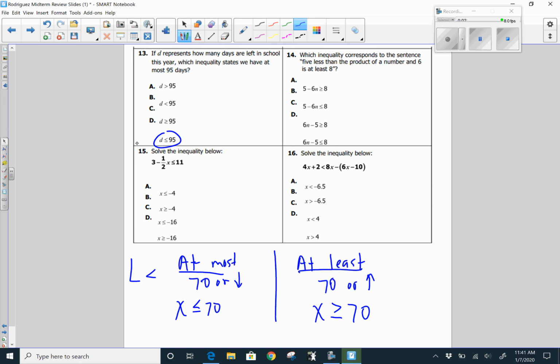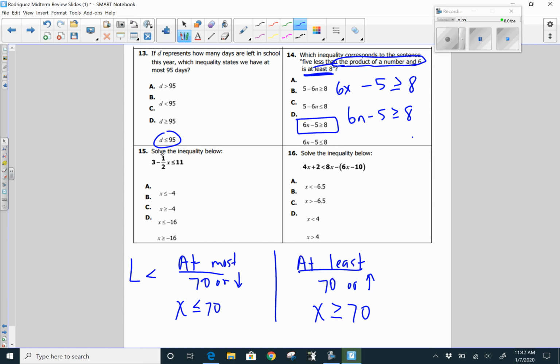Okay. Number 14, 5 less than. We know that less than is a turnaround word that indicates subtraction. So we're going to turn around 5 and put 5 at the end, and all of this stuff we're going to put before the minus sign. Product means to multiply. What two things are we multiplying? A number and 6, so 6n in this case. And we're saying that is at least, so the symbol is greater than or equal to 8. So 6n minus 5 is greater than or equal to 8, and that is choice A, B, C, D. You see these letters are a little off, but you get the point.